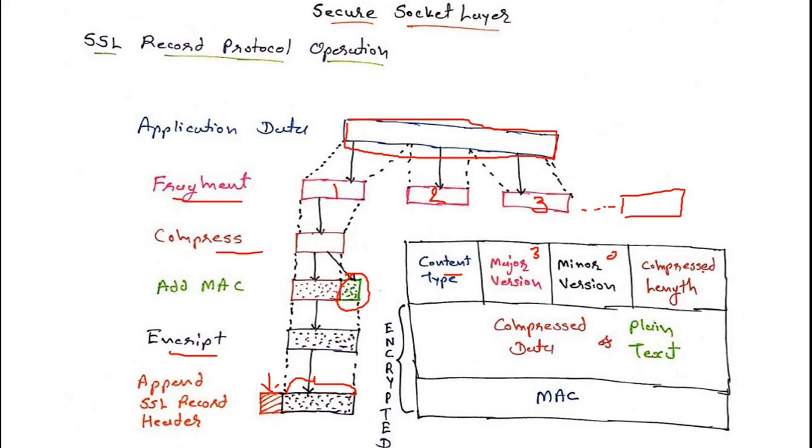Another thing is the compressed length. Suppose data can be compressed, so let's say the actual size of the data is up to this, and this number of bits are compressed. Get it? Whatever length is going to be compressed, we have to mention here. And here there is the compressed data and plain text. Suppose data is not going to be compressed, then plain text is available. And then after that, the message authentication code.